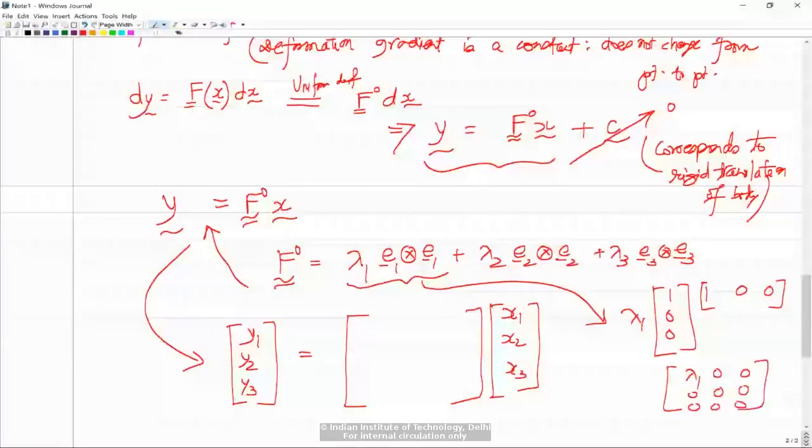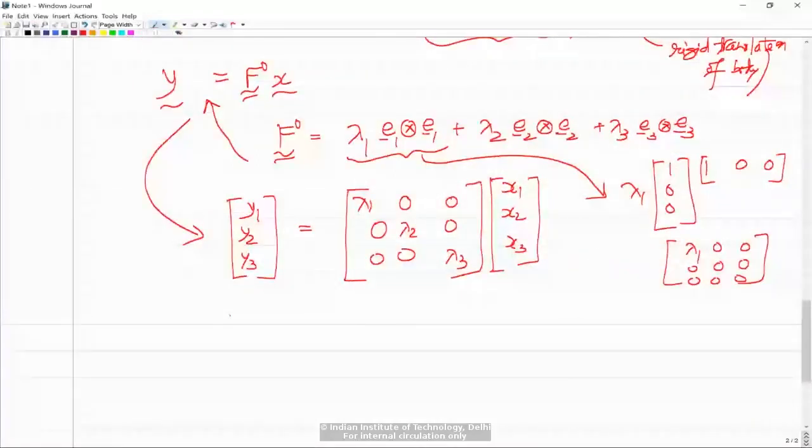So the first one gives you a matrix with lambda 1 at 1 1. The second one will give you a matrix with lambda 2 at 2 2. And the third one gives you a matrix with lambda 3 at 3 3. So what you have here is lambda 1, lambda 2, lambda 3 on the diagonal, and 0 elsewhere. Now you can work out the multiplication. Then you see that y1 is equal to lambda 1 x1, y2 is equal to lambda 2 x2, and y3 is equal to lambda 3 x3, isn't it?